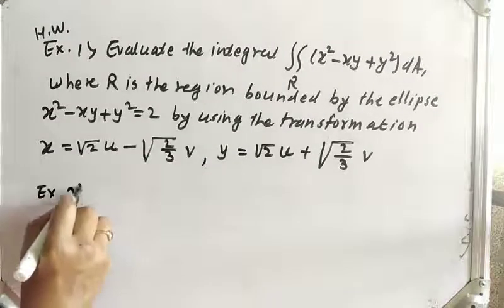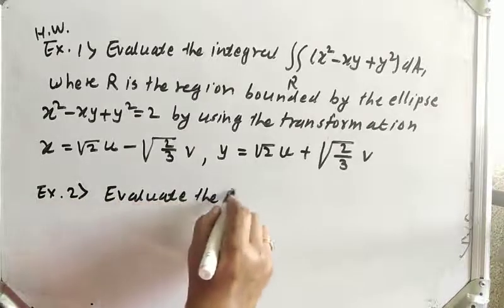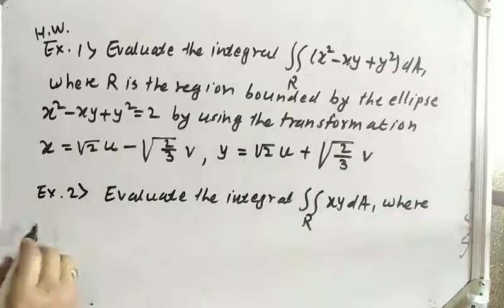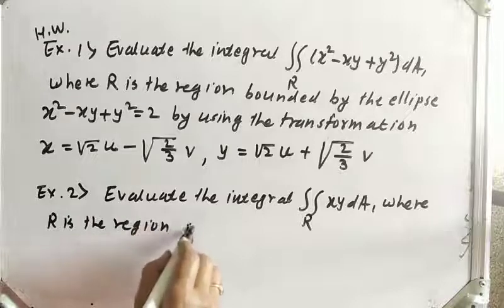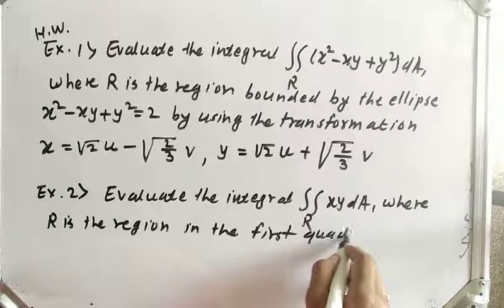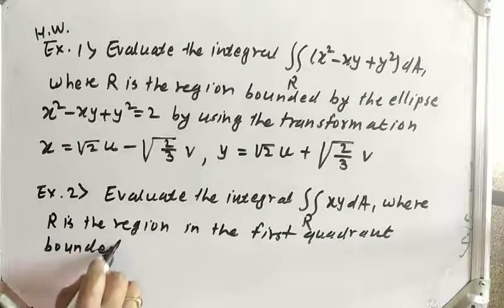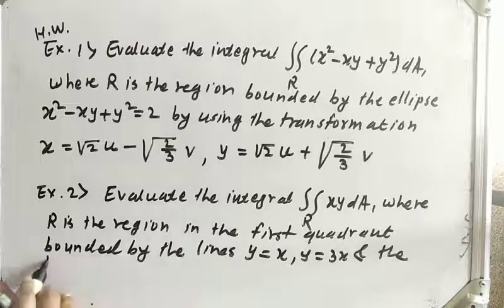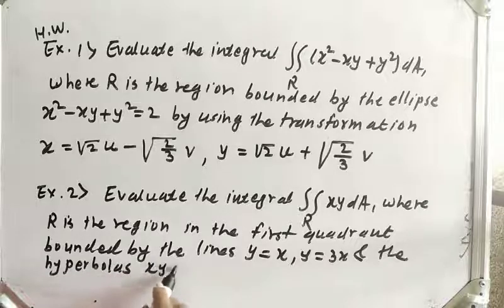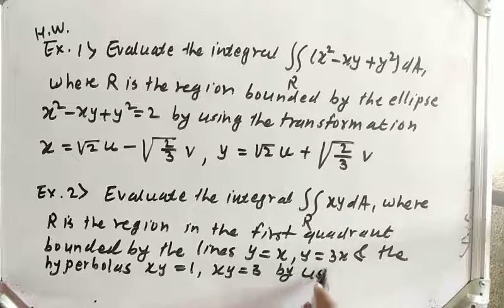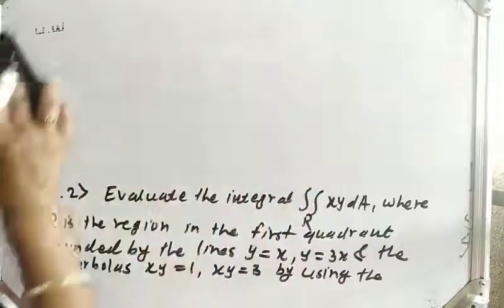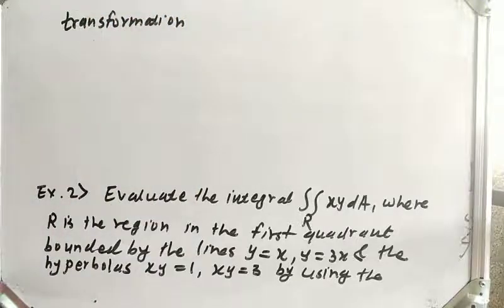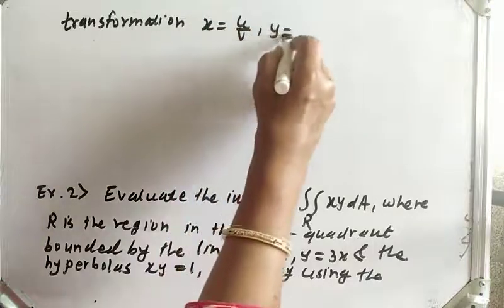Second example for homework: evaluate the integral, double integration over R of xy dA, where R is the region in the first quadrant bounded by the lines y is equal to x, y is equal to 3x, and the hyperbolas xy is equal to 1, xy is equal to 3, by using the transformation x is equal to u upon v, y is equal to v. Okay.